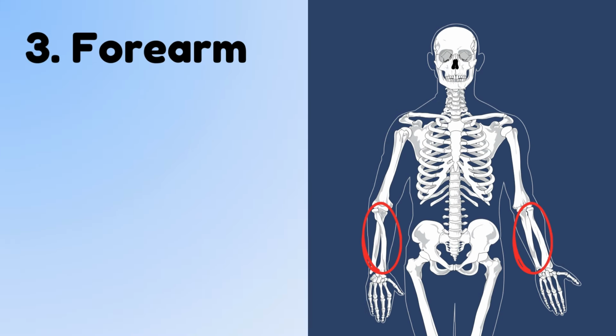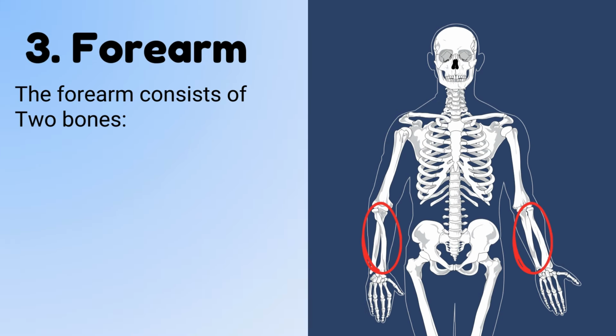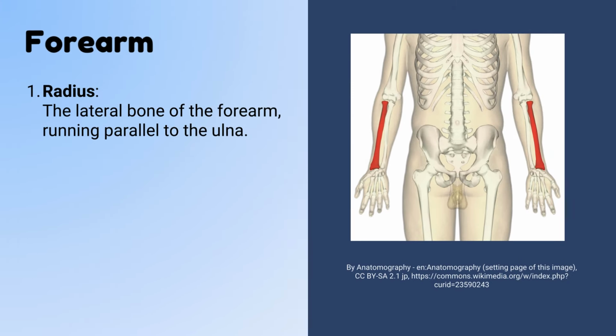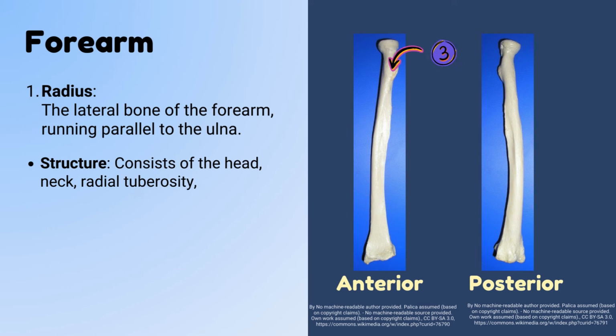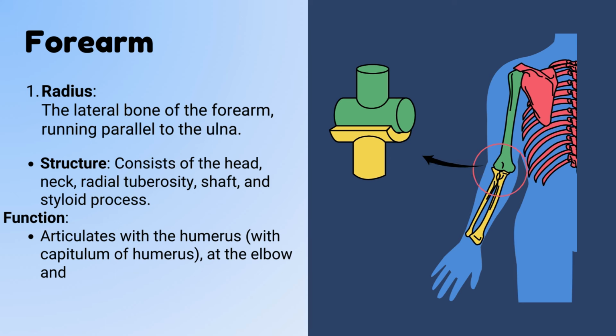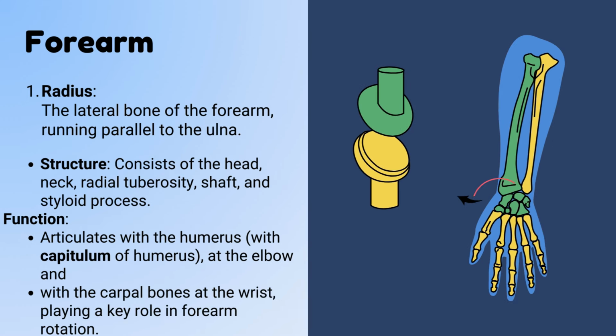Number 3. The forearm. The forearm consists of two bones, radius and ulna. Radius. It is the lateral bone of the forearm, running parallel to the ulna. Structure of radius. It consists of the head, neck, radial tuberosity, shaft, and styloid process. Function. It articulates with the humerus, with capitulum part of humerus at the elbow, and with the carpal bones at the wrist, playing a key role in forearm rotation.